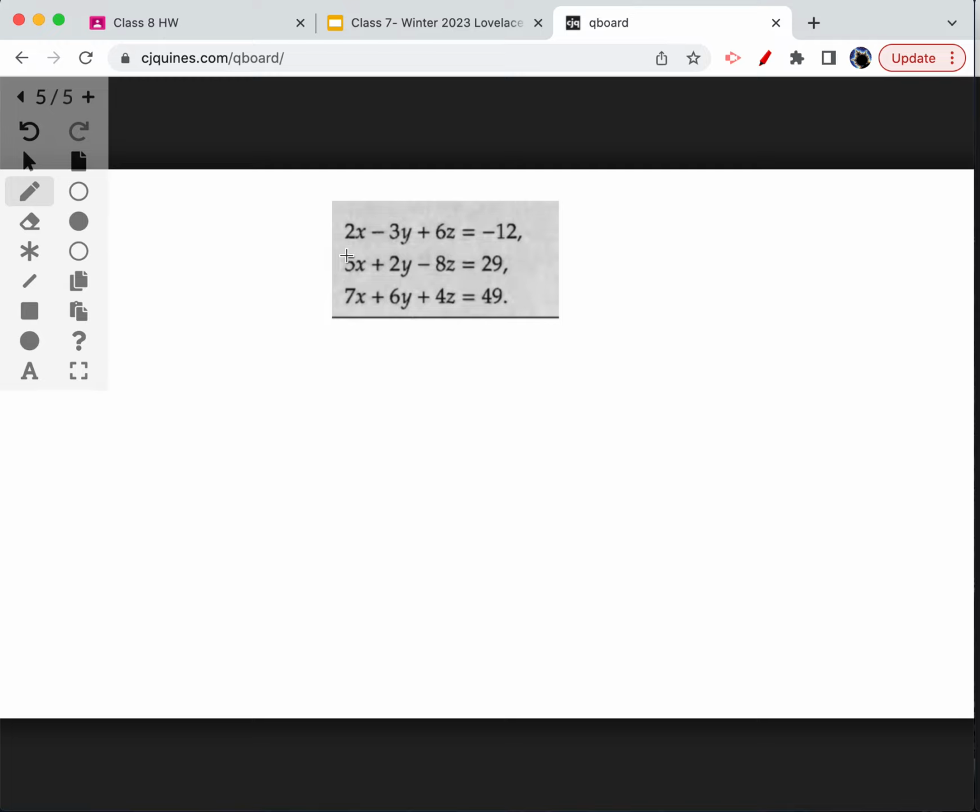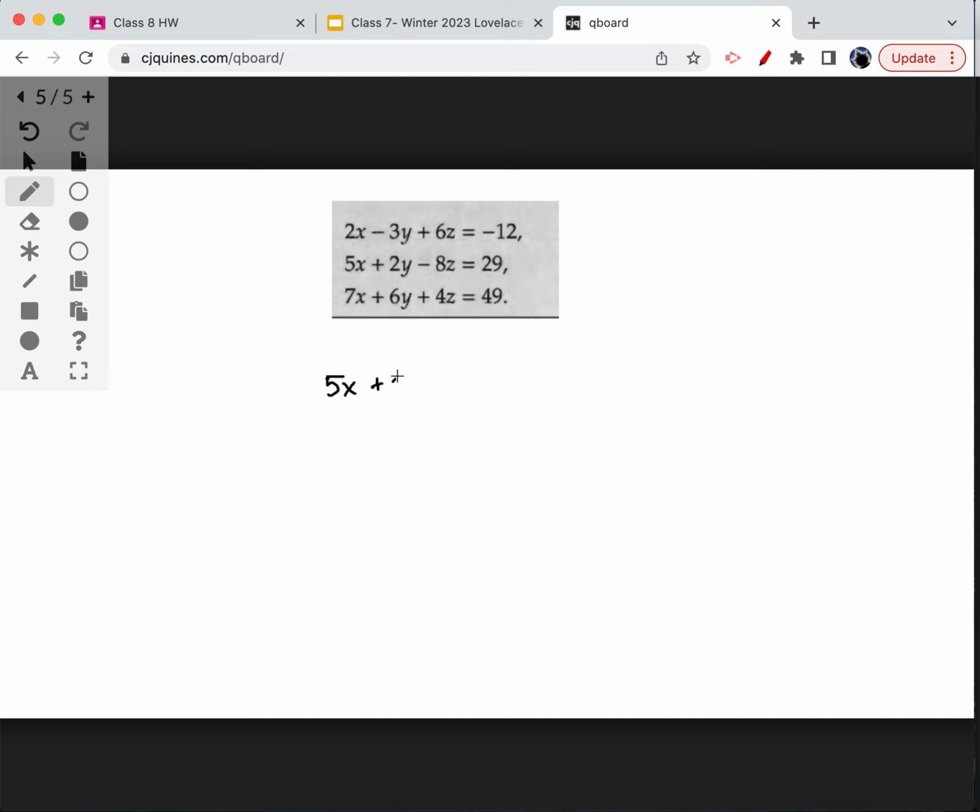Notice that these last two equations have coefficients of z that are easy to deal with. If we just multiply the entire second equation by 2, then we can get rid of the z coefficient. So let's do that.